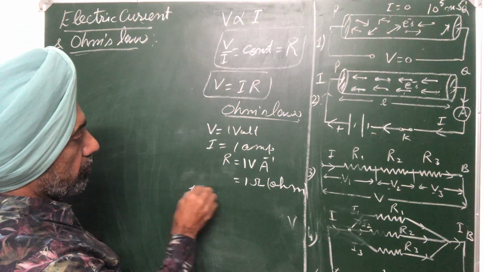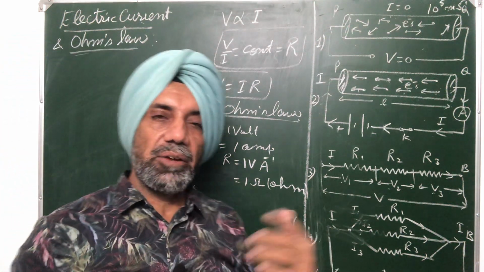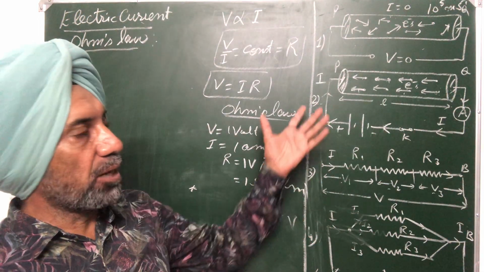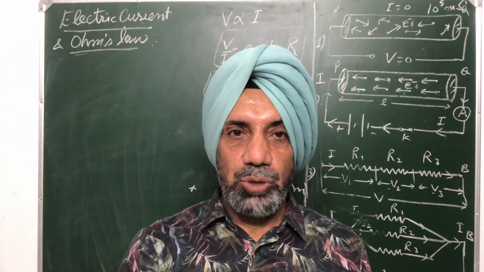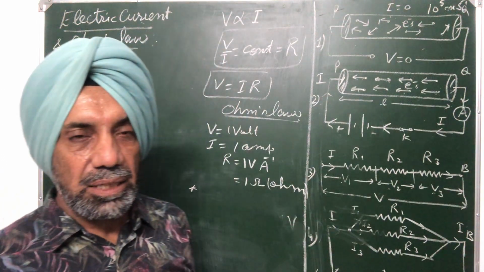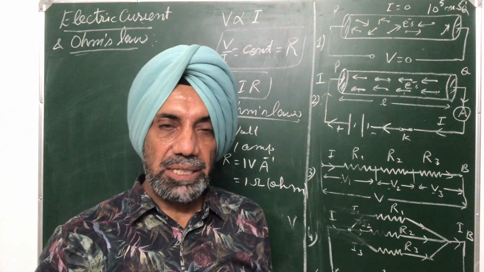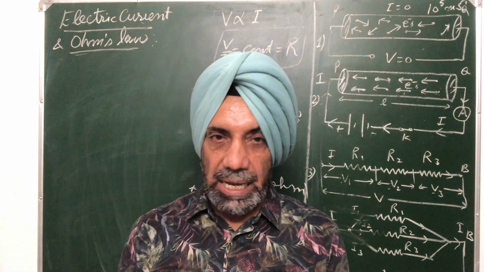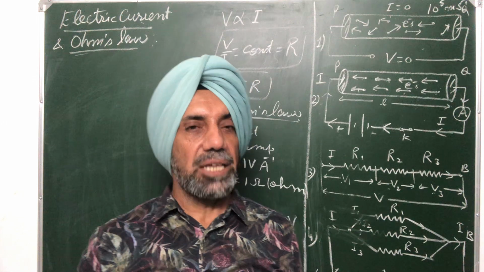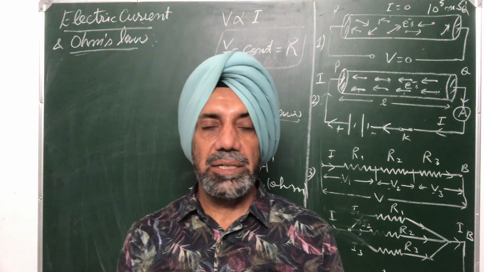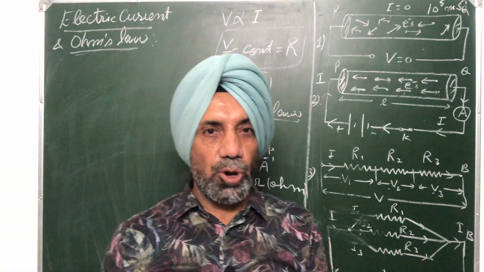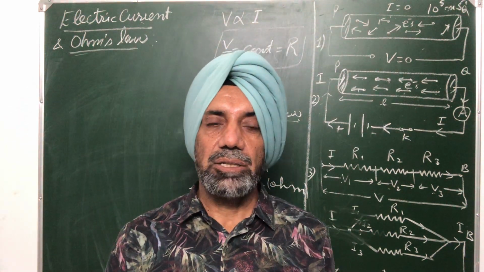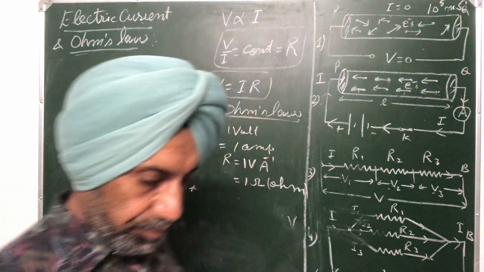Then ohmic and non-ohmic devices. The devices which obey Ohm's law are known as ohmic devices, and devices which do not obey Ohm's law are called non-ohmic devices. All metals obey Ohm's law. That is, the graph between V and I comes out as a straight line. But for semiconductors, the graph between V and I is not a straight line. So semiconductors and electrolytes are non-ohmic devices, whereas all metals and alloys are known as ohmic devices.